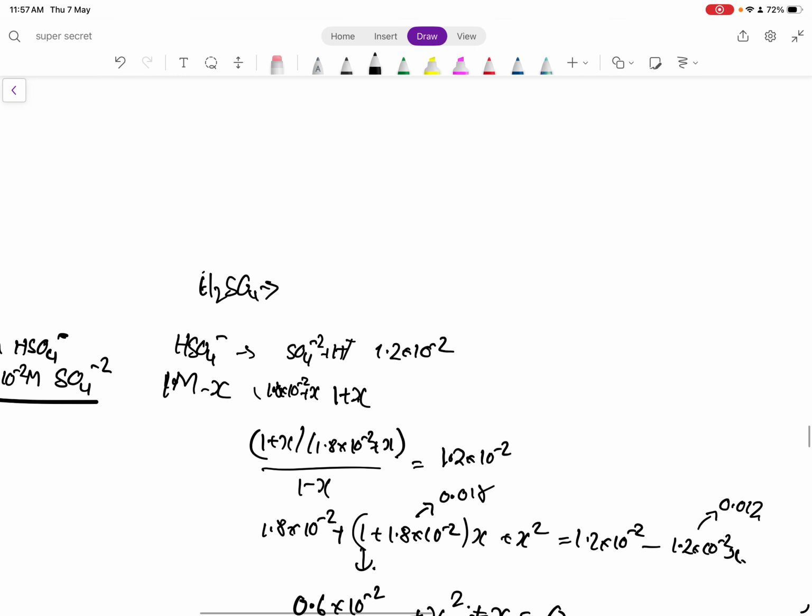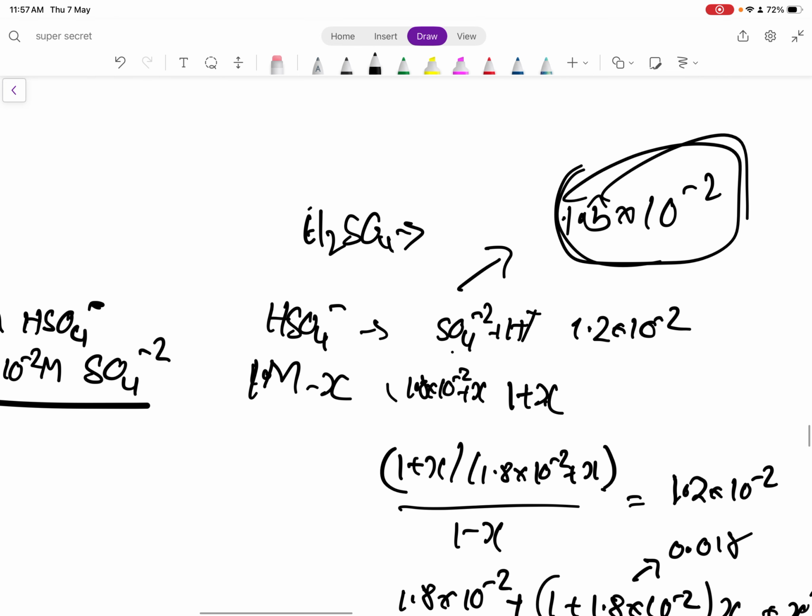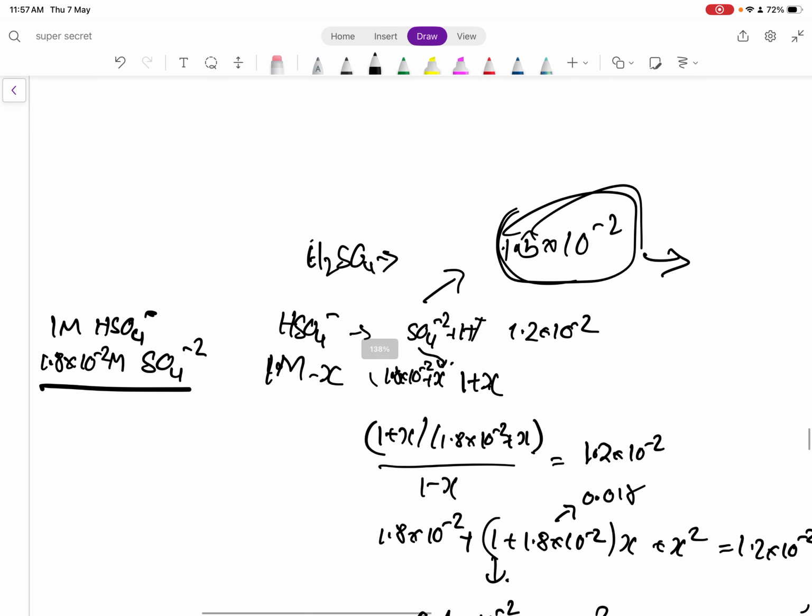So it's going to be in the order of, let's say, some 1.5 into 10 power minus 2 around. I'm teaching you how to guess, okay? I don't know how to solve this anymore. But then, you know that the concentration of SO4 minus 2 is going to be around this much, right?